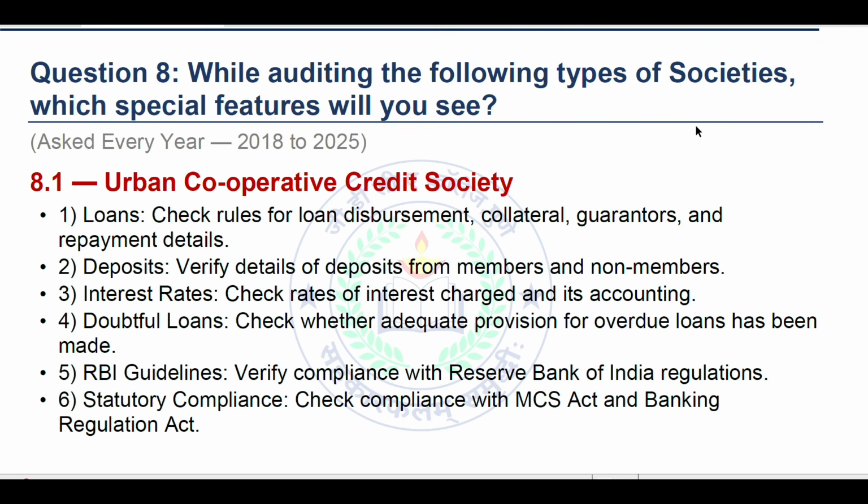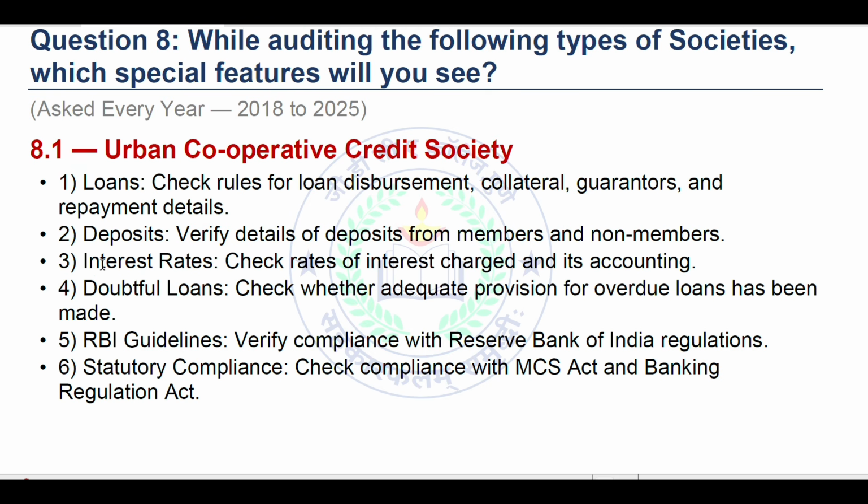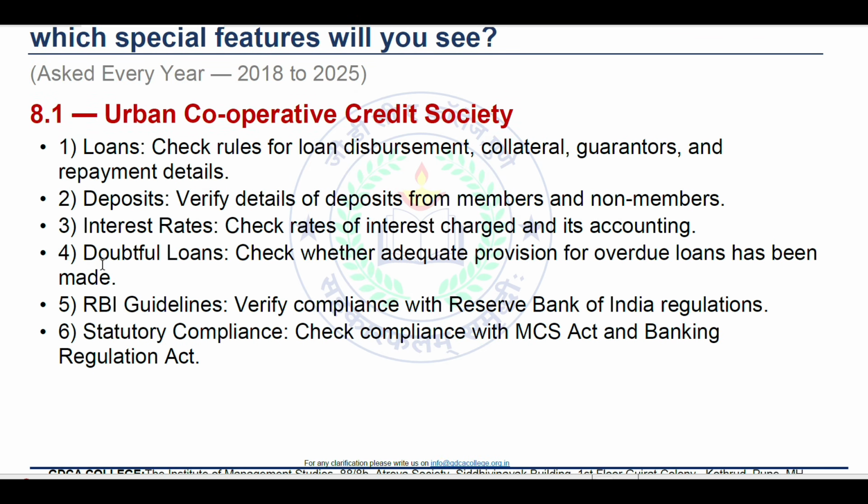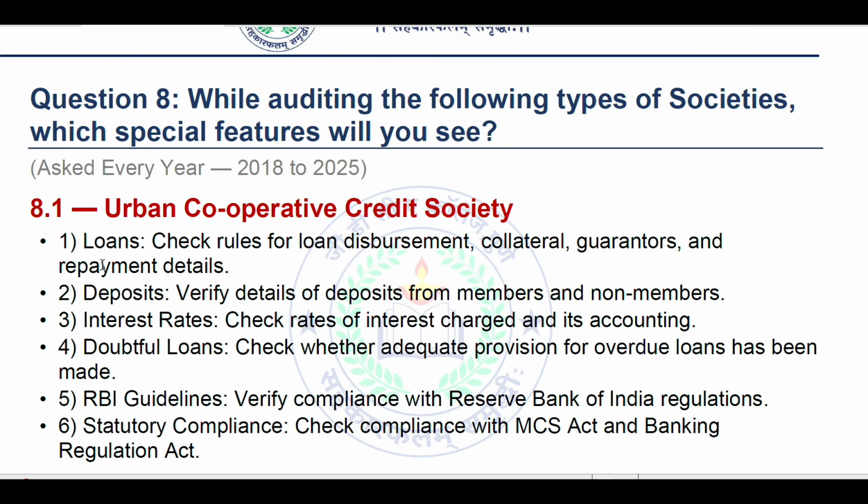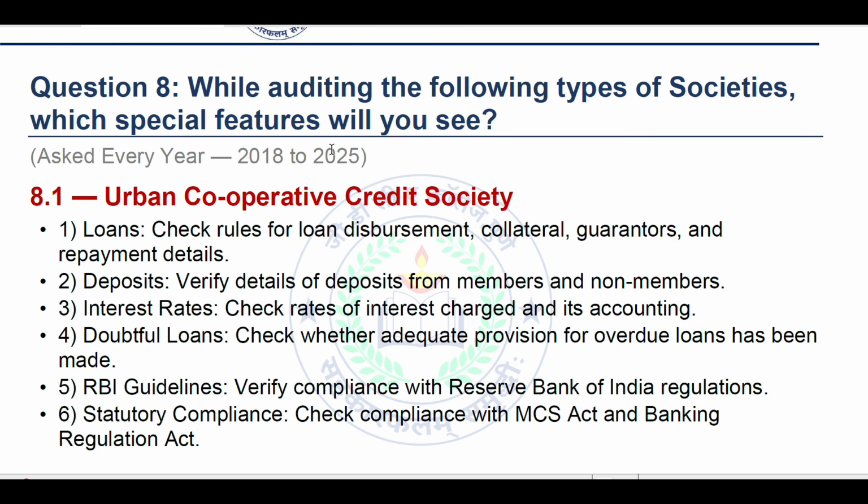While auditing the following types of societies, which special features will you see? Number 1, urban cooperative credit societies. What are the special features? Here the question specifically mentions special features of a particular society, so we have to write only special features. Write urban cooperative credit society, then in the answer write special features, and then you can start.